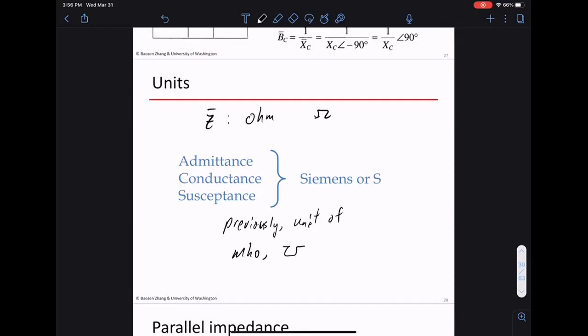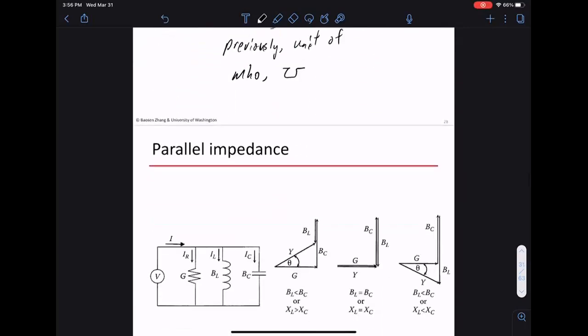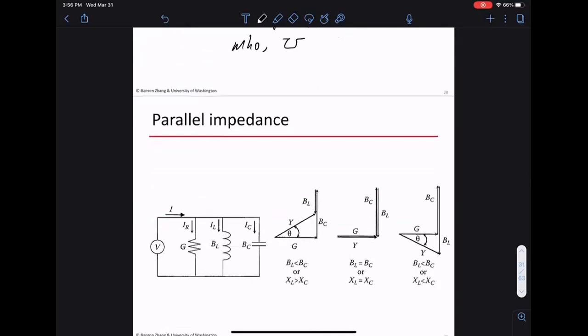Now if you look at parallel impedance, the question before was, is the angle positive or negative? Is it leading or lagging? That depends on whether the inductor or the capacitor is larger for a parallel circuit. So you can definitely create different angles, both positive and negative, by varying the inductors and capacitors. That happens in practice, you can often have inductors and capacitors. Any questions about this?